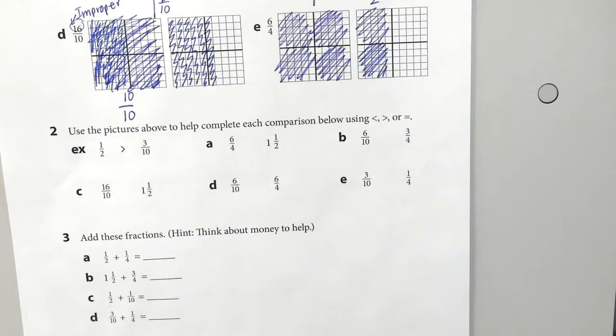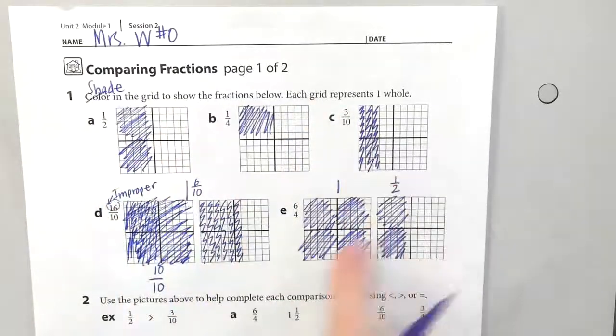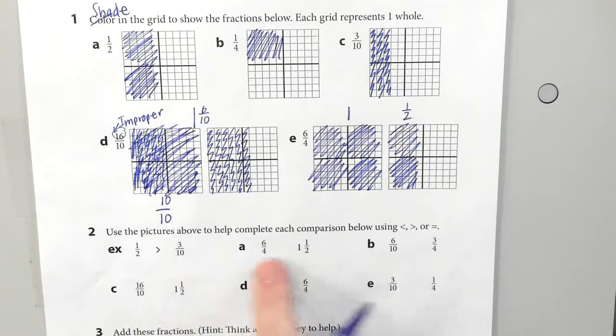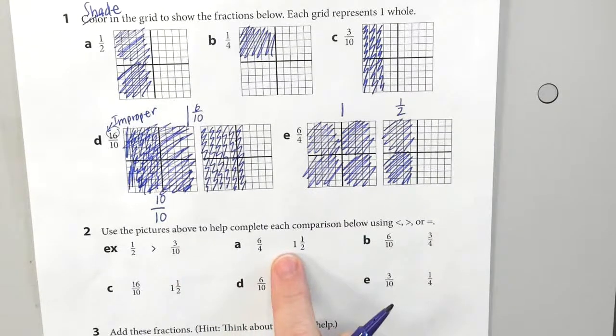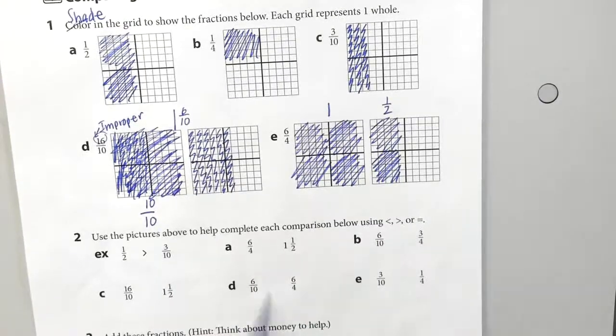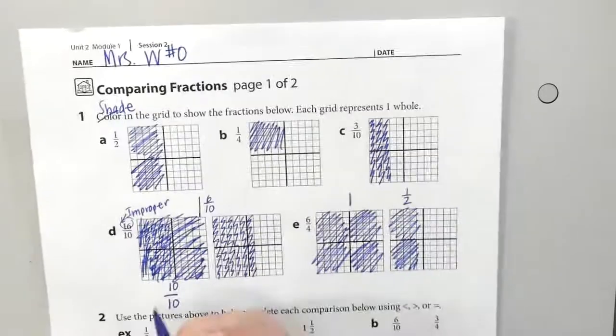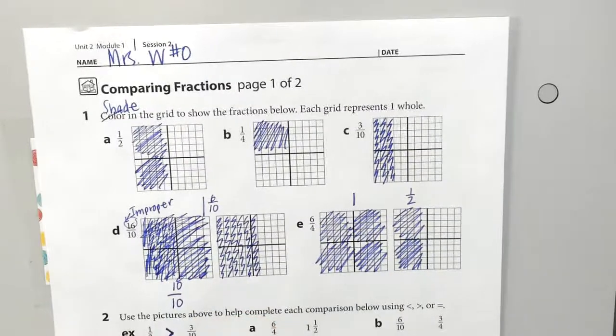Use the pictures above to help complete each comparison below using less than, greater than, or equal to. So I have these all shaded in. They're asking me which one's bigger, and to make an appropriate symbol. So looking up here, 1/2 is this, 3/10 is this. Which one was bigger? The mouth eats the bigger one.